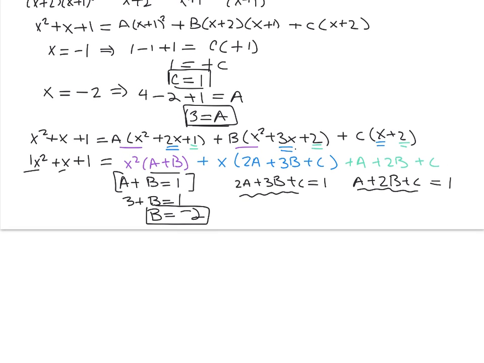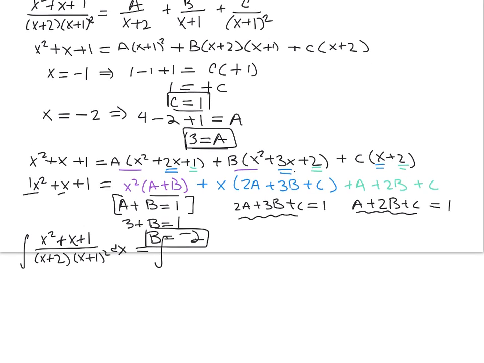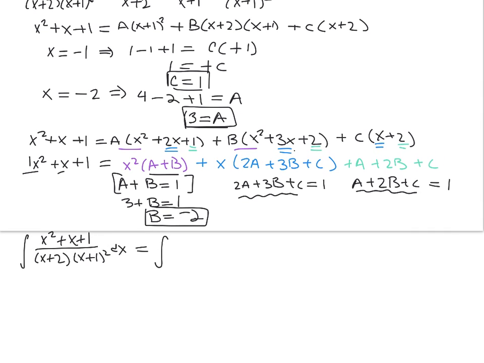So the integral of x squared plus x plus 1 over x plus 2 times x plus 1 squared dx will equal, so in this case we had a was over x plus 2, so 3 over x plus 2. B was over x plus 1, so that'll be plus -2 over x plus 1, and finally plus 1 over x plus 1 squared.